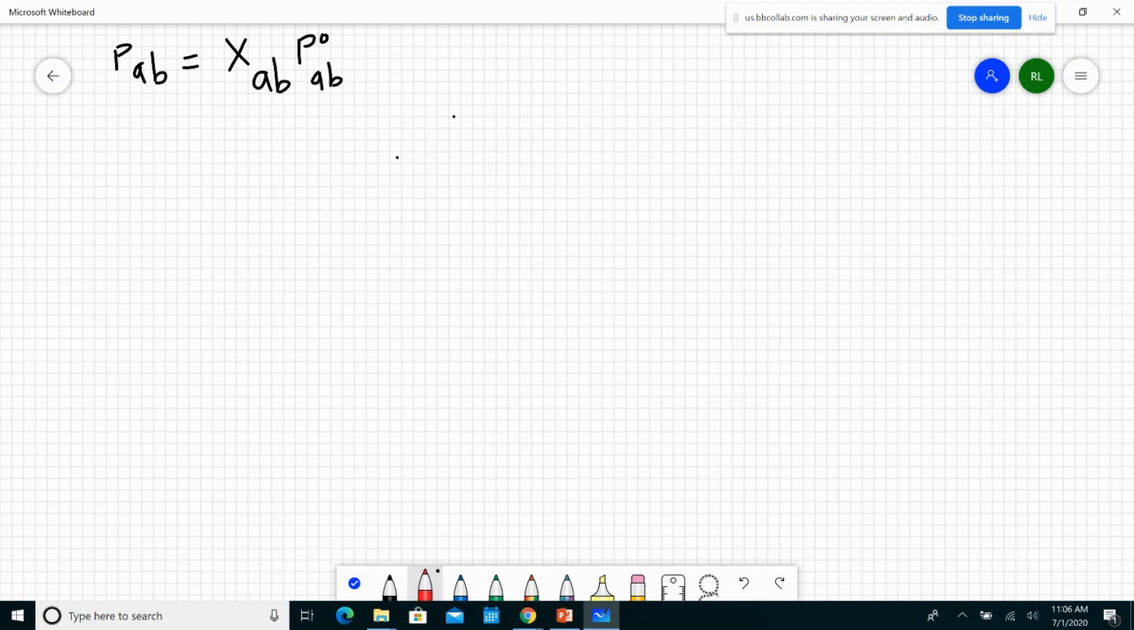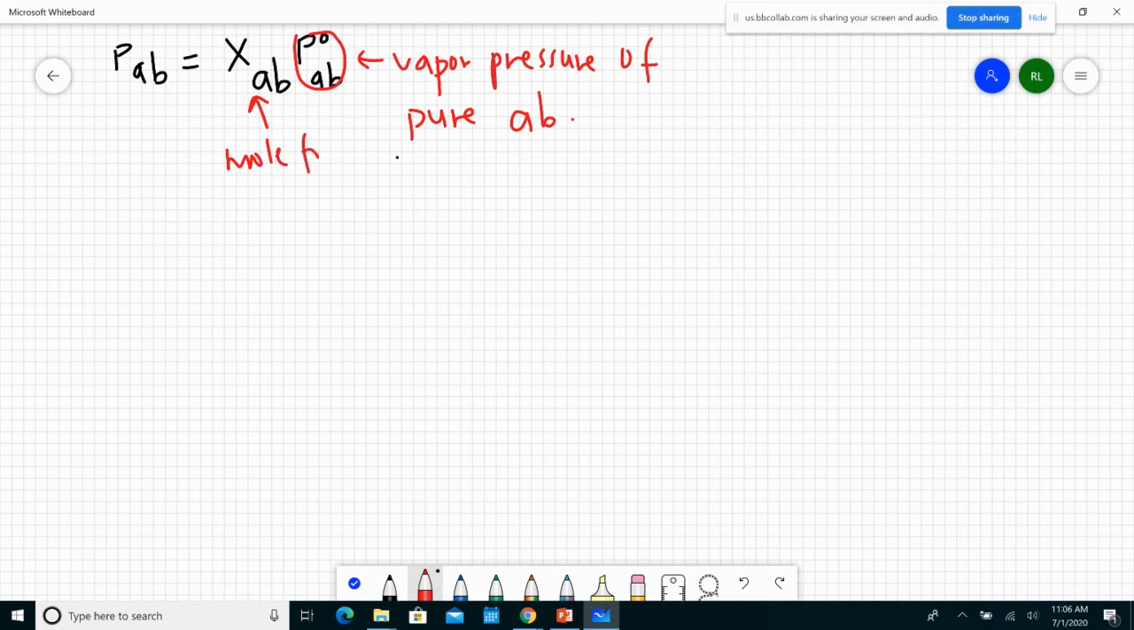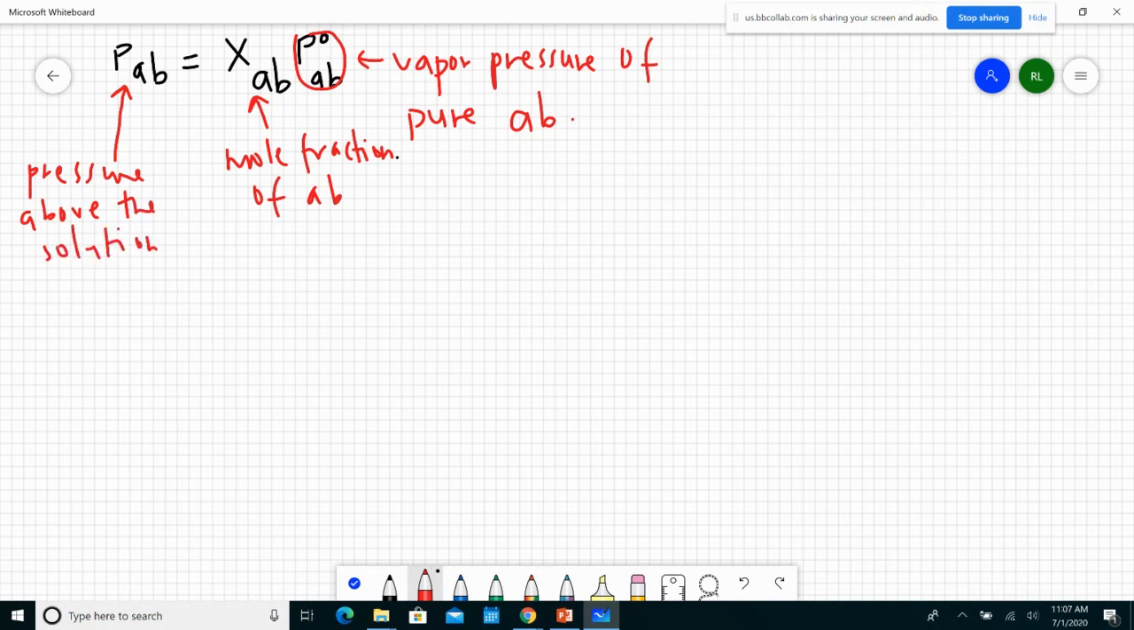So this right here is the vapor pressure of pure ethyl bromide. That's the mole fraction of ethyl bromide, and we learned how to find it. And this is the partial pressure, or the vapor pressure above the solution, that we're trying to find out.